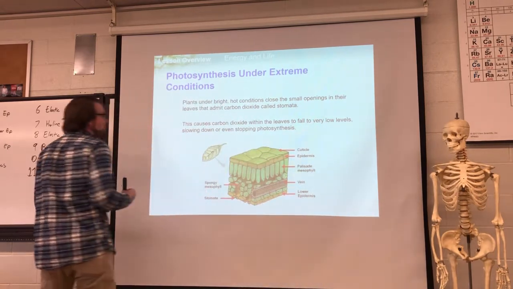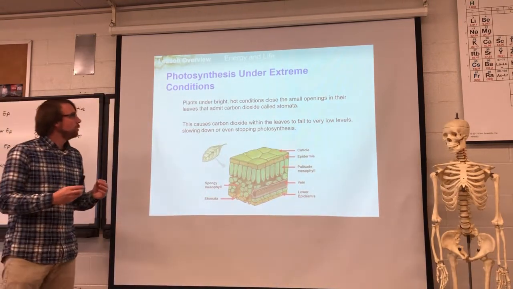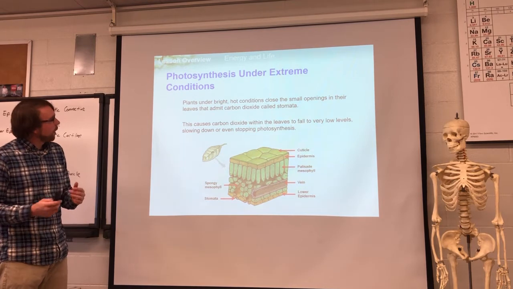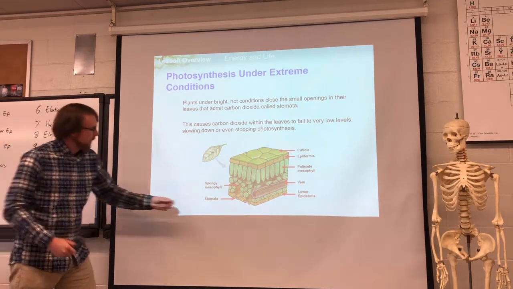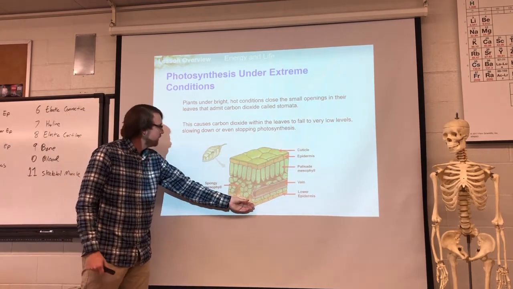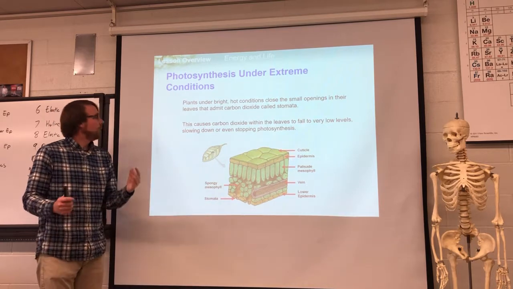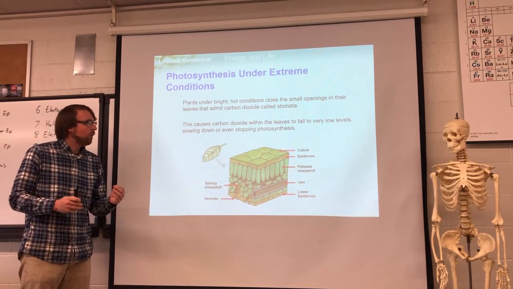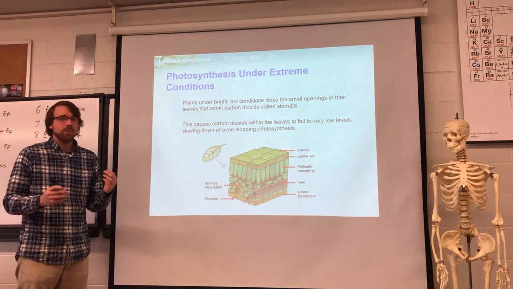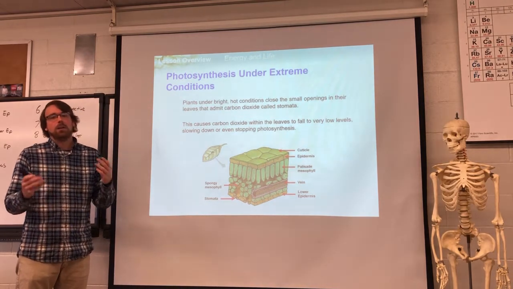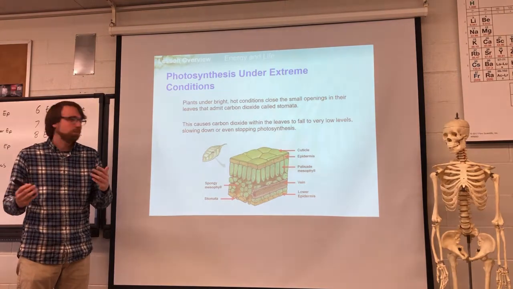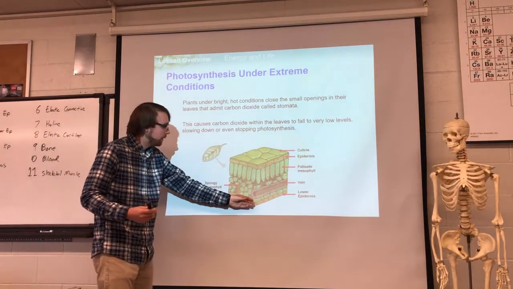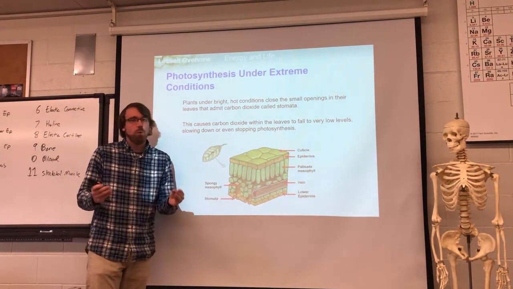So plants under bright, hot conditions close small openings in their leaves that emit carbon dioxide, called stomata. Under hot conditions, these can be closed. This causes carbon dioxide within the leaves to fall to very low levels, slowing or stopping photosynthesis. So if it gets very hot, plants cannot do photosynthesis properly because these openings become closed to conserve water.